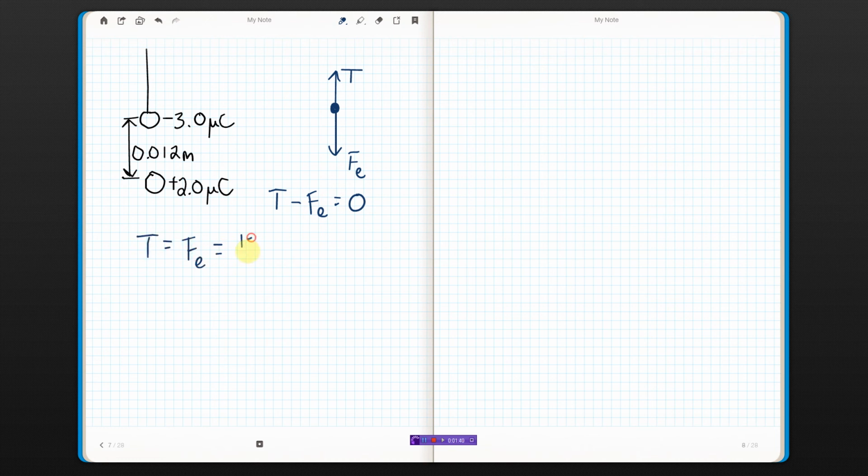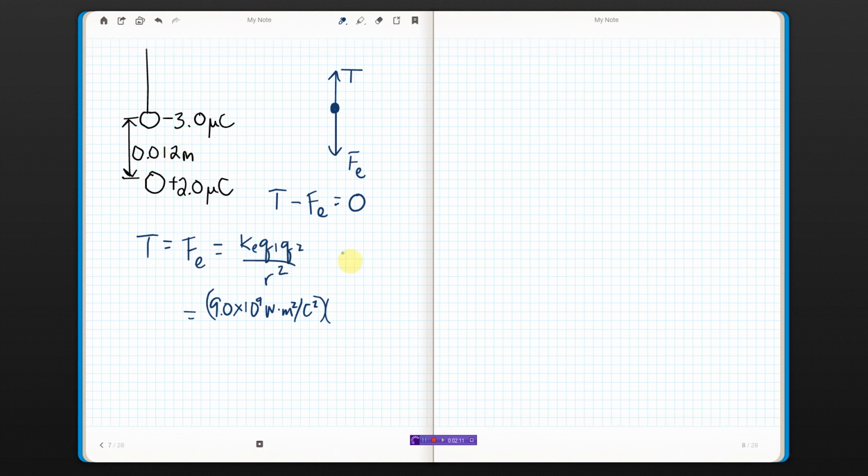Well, Fe is the electrostatic constant, or Coulomb's constant, times Q1 times Q2 over the distance between them squared. Okay, I have all this stuff. K is 9 times 10 to the 9th newtons times meters squared over coulombs squared. I'm not going to have enough room, am I? Whoops, probably should have done this over here and not left a space.